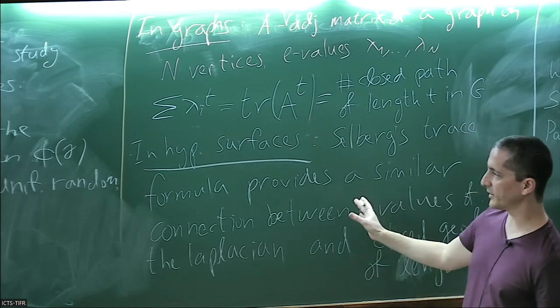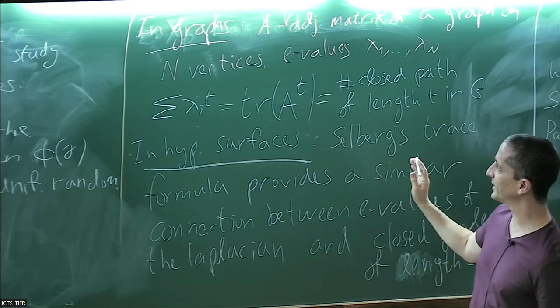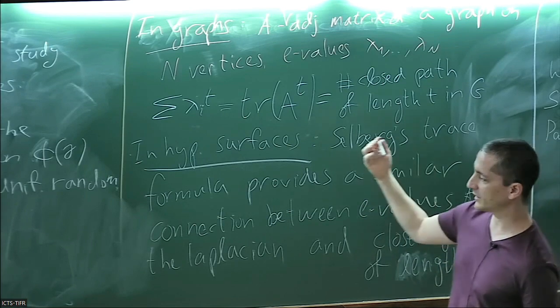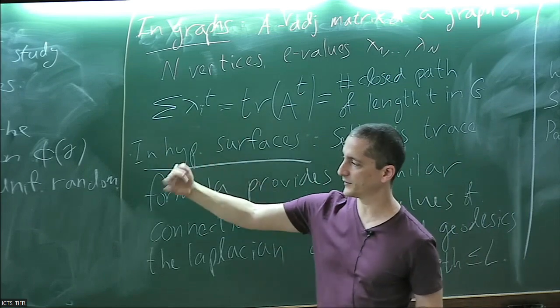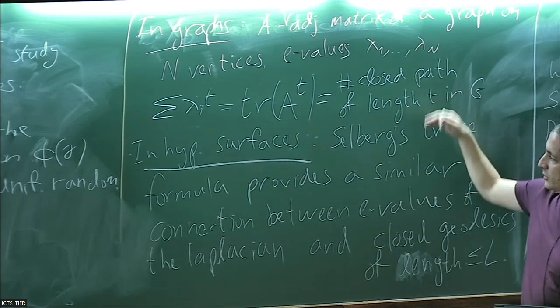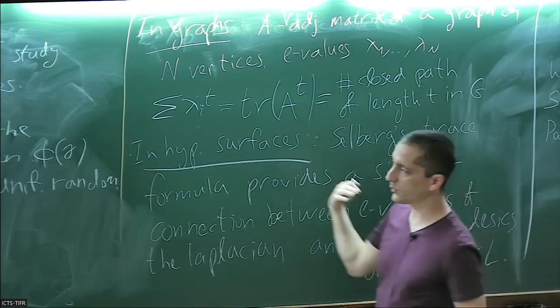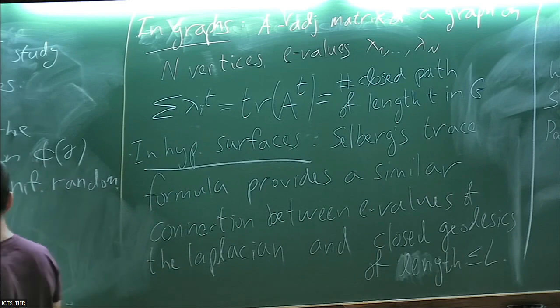So I think I explained why spectral questions about the spectrum of graphs or surfaces lead to questions about closed paths or closed geodesics. But what is the connection with fixed points? Okay, so what is the connection with fixed points?